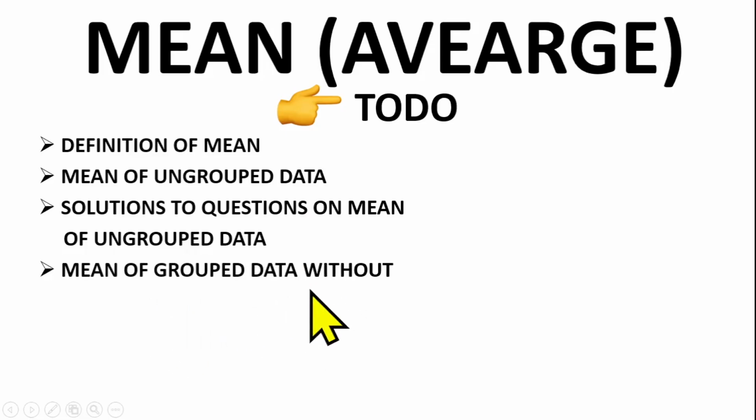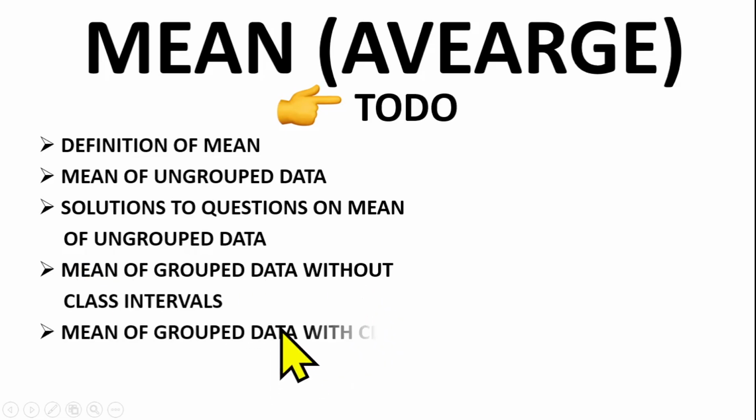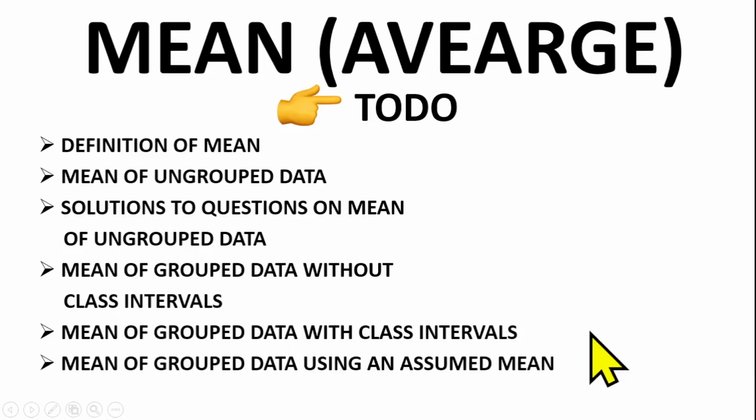We know that grouped data are also of two types. We have grouped data with a class interval, and we have grouped data without a class interval. So we are going to talk about the mean of grouped data without class interval, and also the mean of grouped data with class interval as well. More so, we are going to tell you how you can find the mean of grouped data using an assumed mean. This one is literally common with further mathematics students. That is to say, we can find the mean of grouped data given an assumed mean. We are going to do that also in this video.